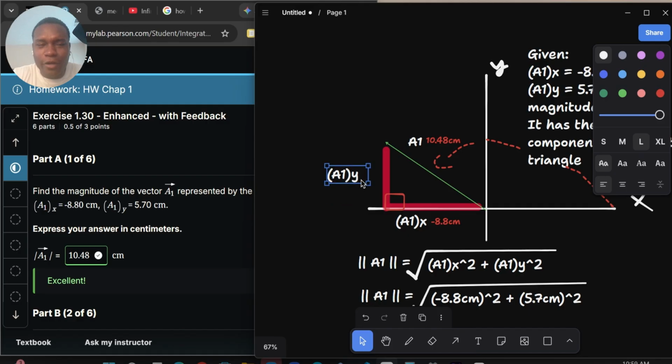Why am I doing math on a Saturday? Why not? Okay, let's go. All right.